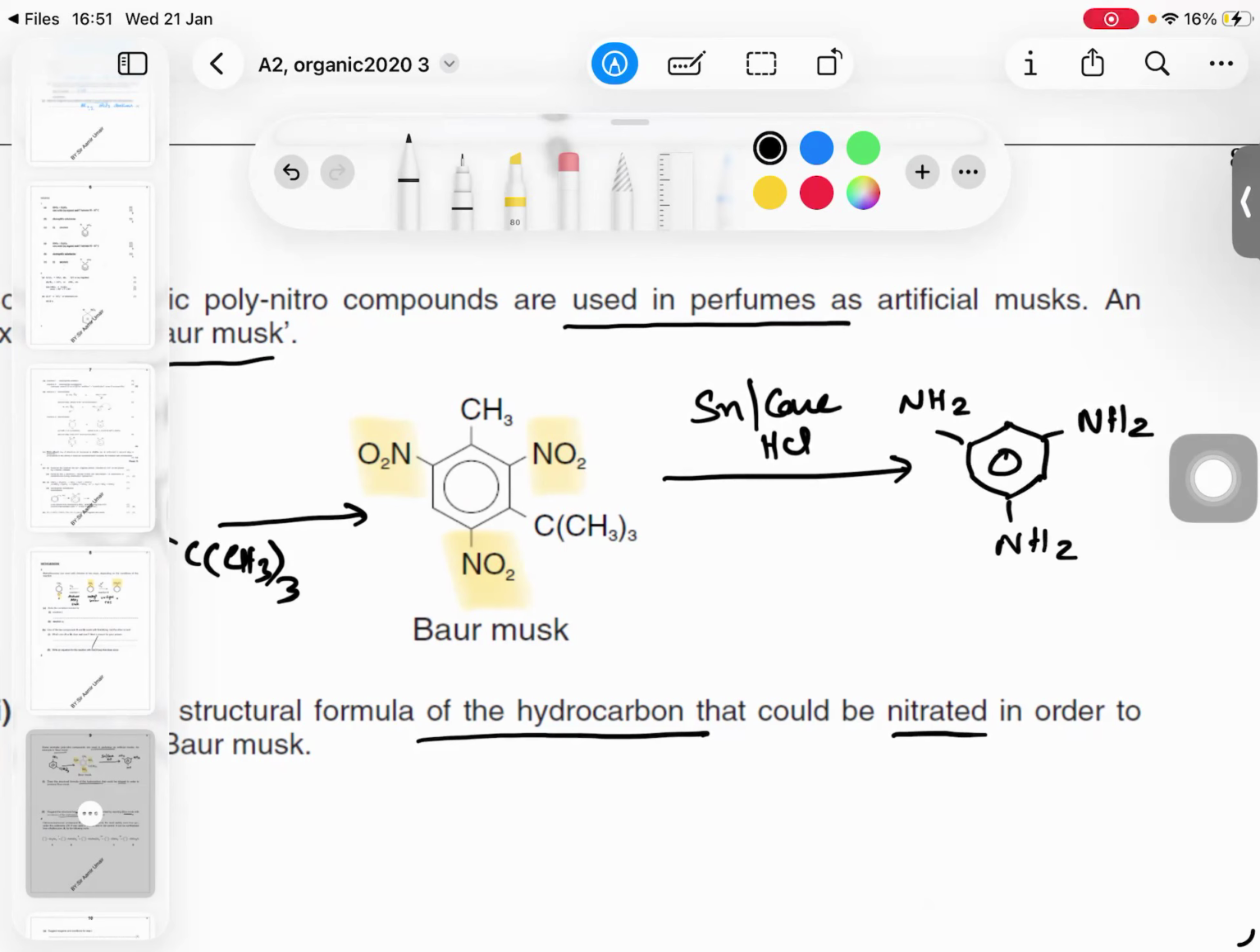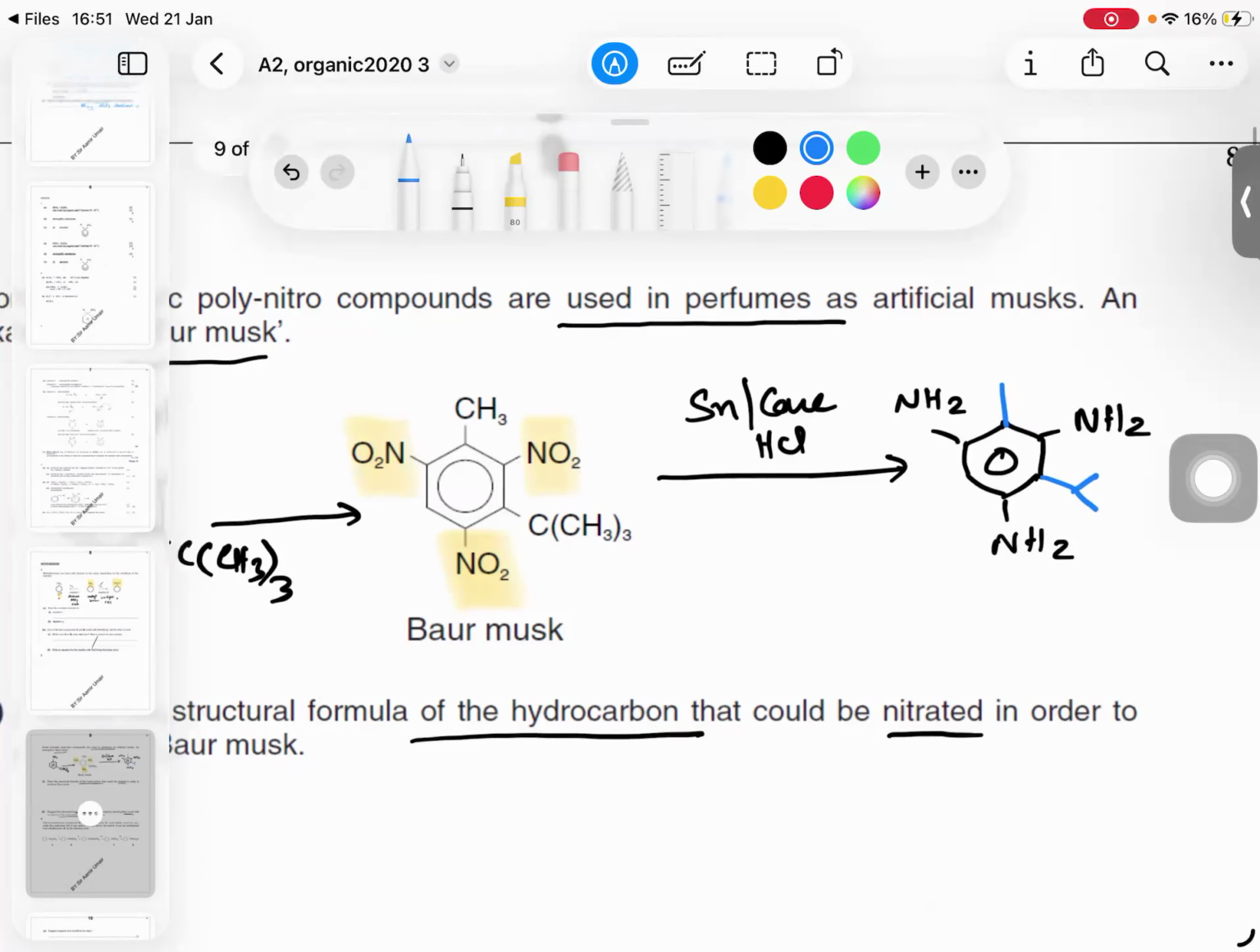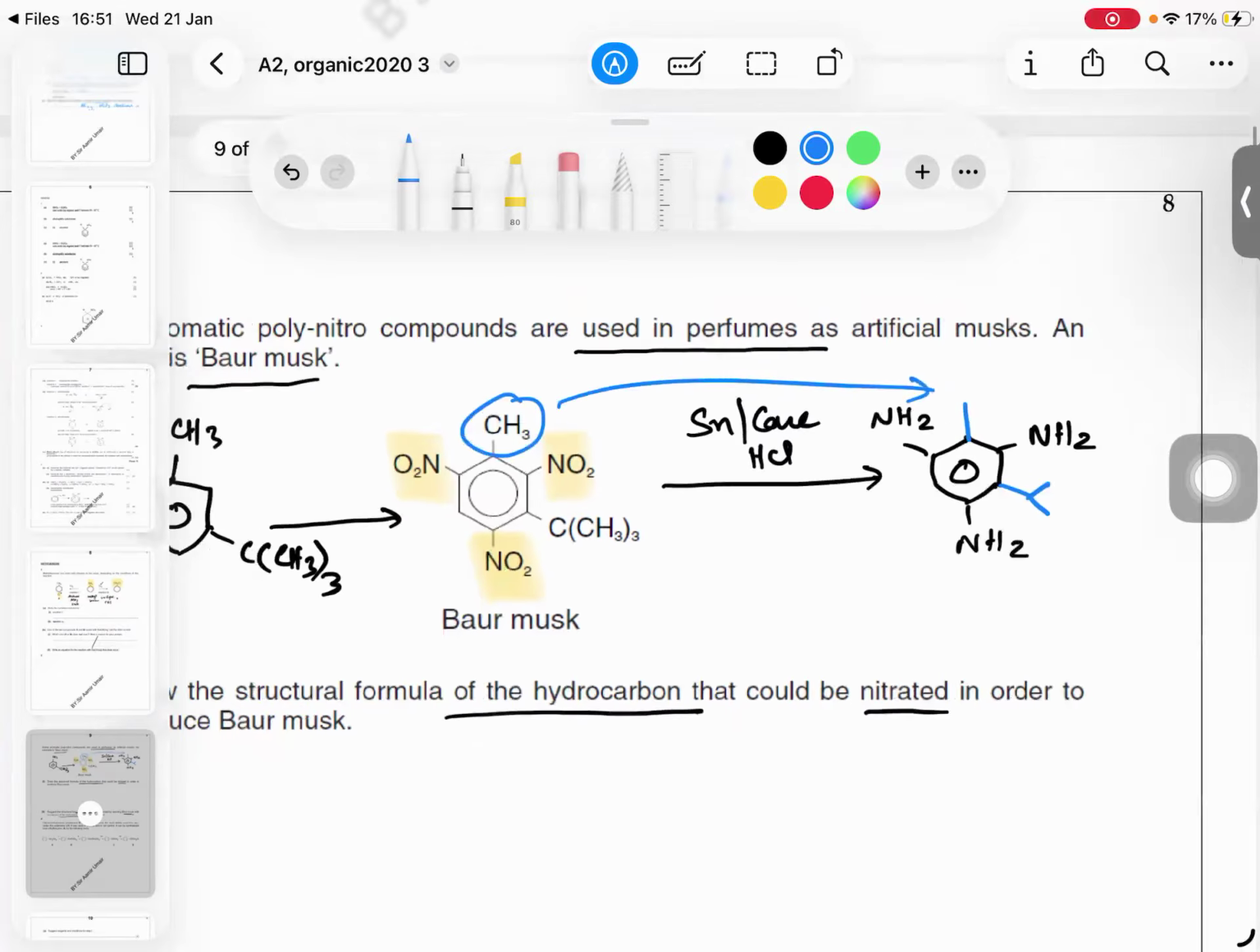So rest I can draw the skeletal formula like this, and then this. Okay, because the methyls, nothing happened to the methyls. Okay, the same methyl is here. I'm just showing the skeletal formula. Next.